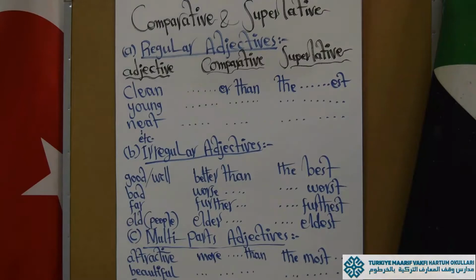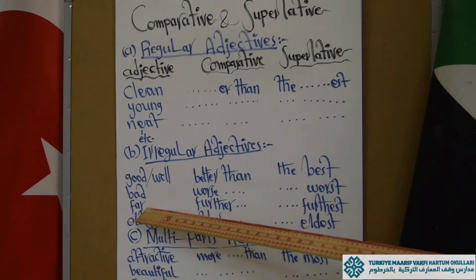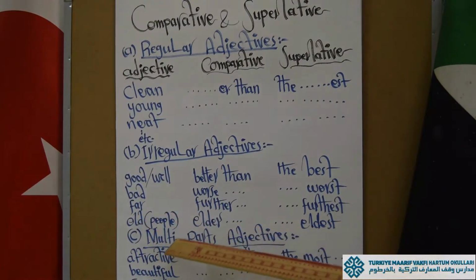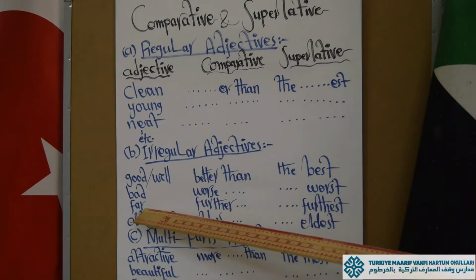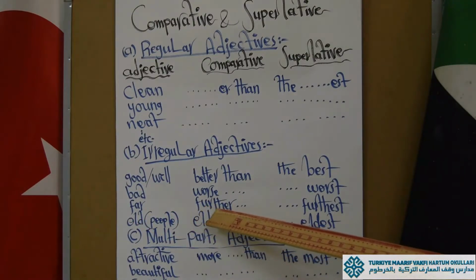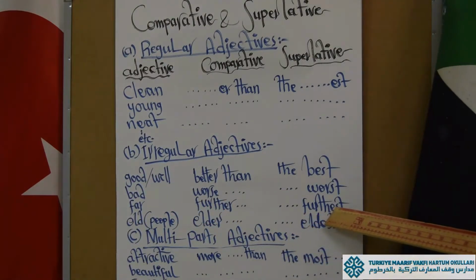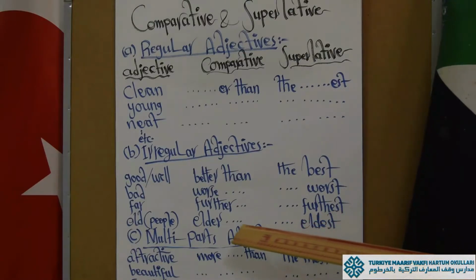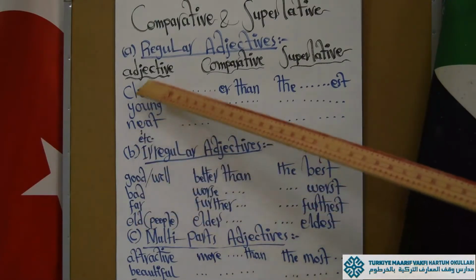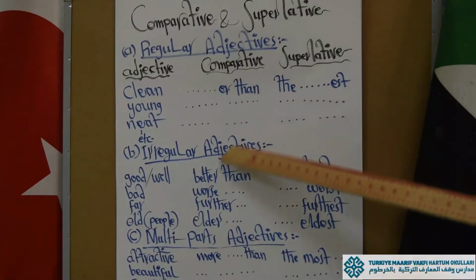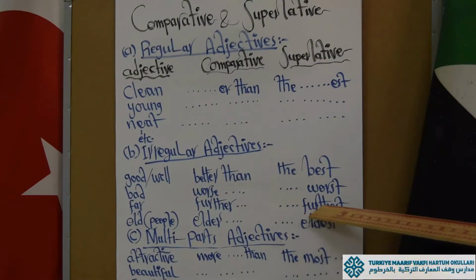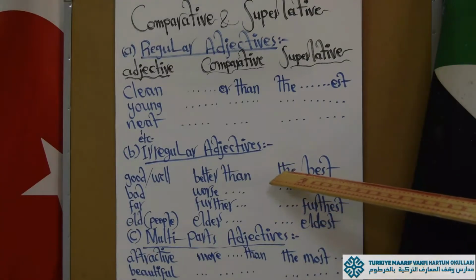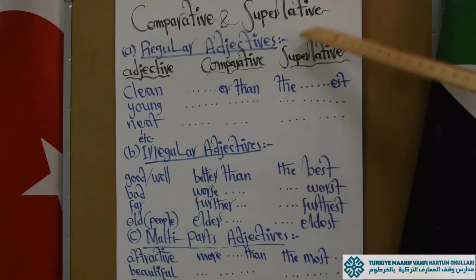Far, it's clear, which is used for distance and sometimes for degree, but also considered to be irregular. Far, further than, the furthest. So if there is only one place, I can say far. Two places, one is further than the other. Three places, the last one is the furthest. So that is quite important when it comes to the superlative form.